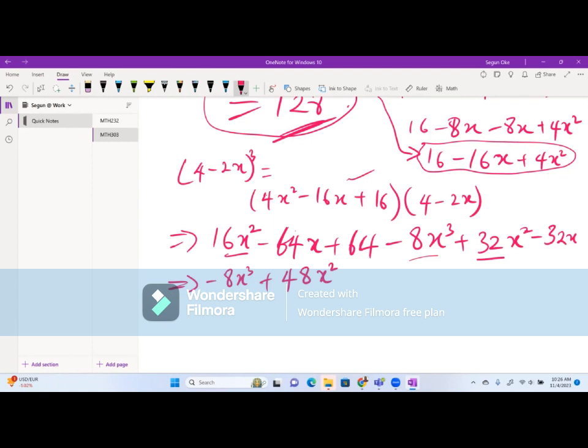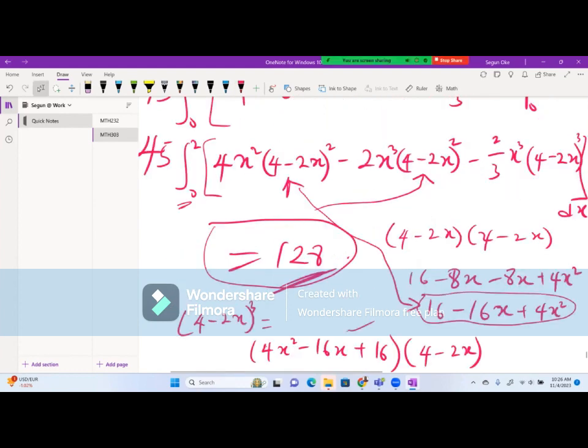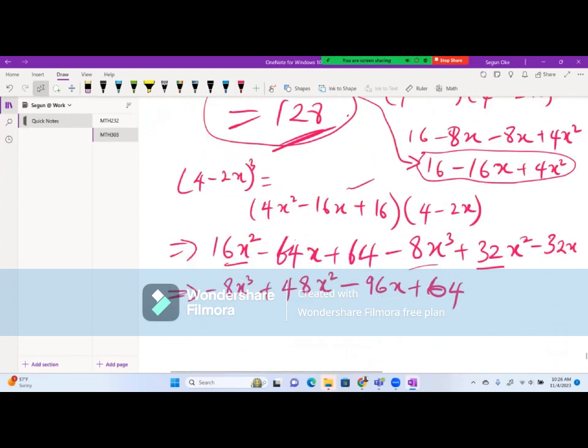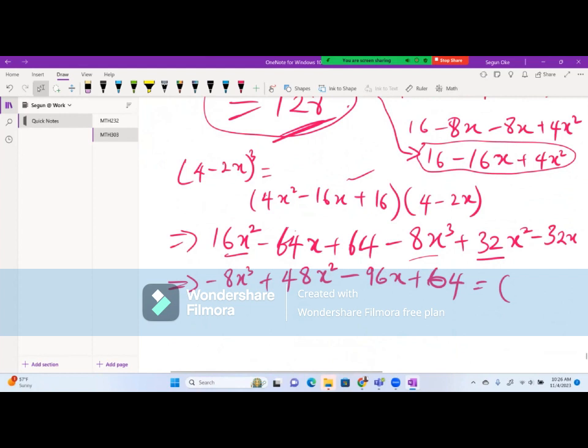Minus 32 plus minus 64 is what? 96x. Then substitute this one, plus 46 plus 64 rather. So this is what you will substitute where you have s cubed. This is equal to 4 minus 2x cubed.